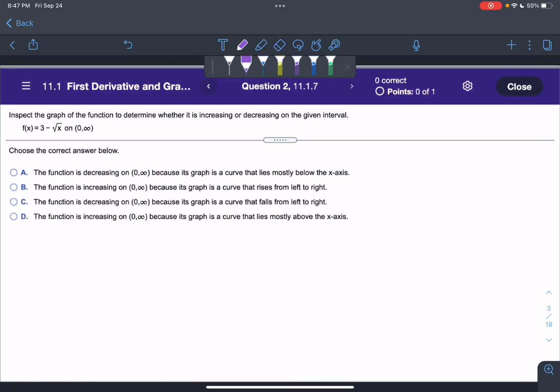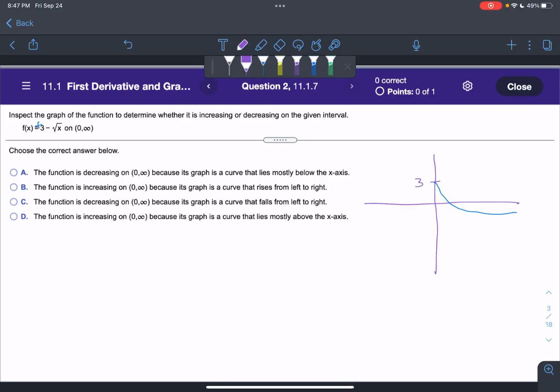So let's look at this one. We have 3 minus the square root of x. So again, let's throw that into a calculator, or if you know what it looks like, we can graph it. So we can start with the square root function, which looks like this, right? But that negative tells me that it's going to be reflected over the x-axis. And then this plus 3 means I'm going to shift it up 3 units. So something like that maybe, where this is 3.